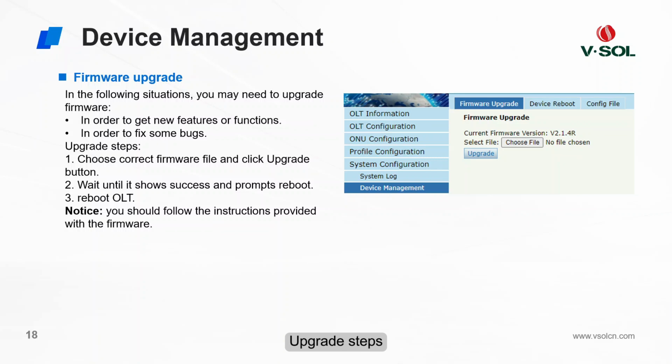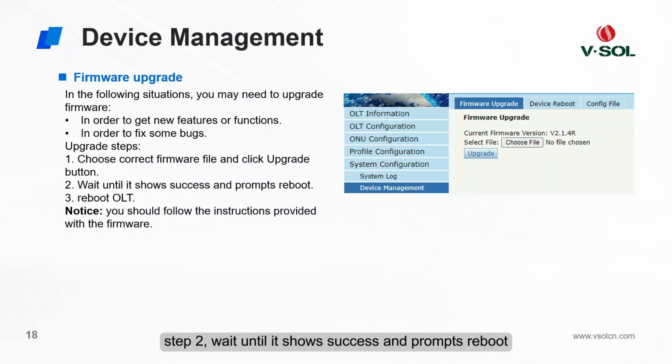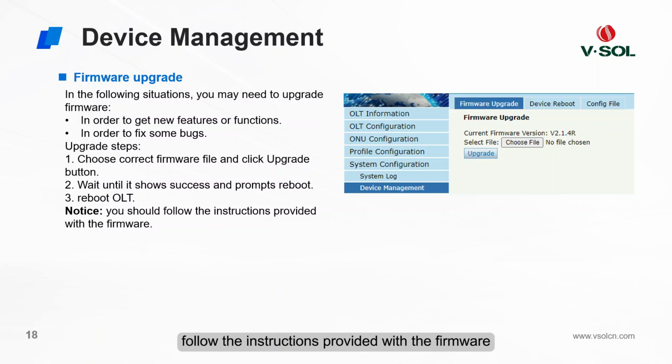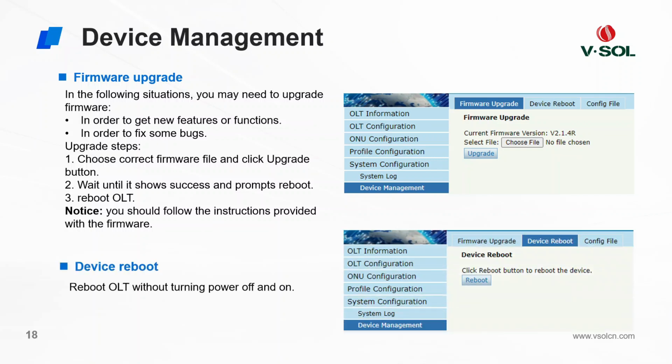Upgrade steps. Step 1. Choose the correct firmware file and click the Upgrade button. Step 2. Wait until it shows success and prompts a reboot. Step 3. Reboot the OLT. Please notice that you should follow the instructions provided with the firmware. Reboot OLT. Click the Reboot button to reboot the OLT without turning the power off and on.